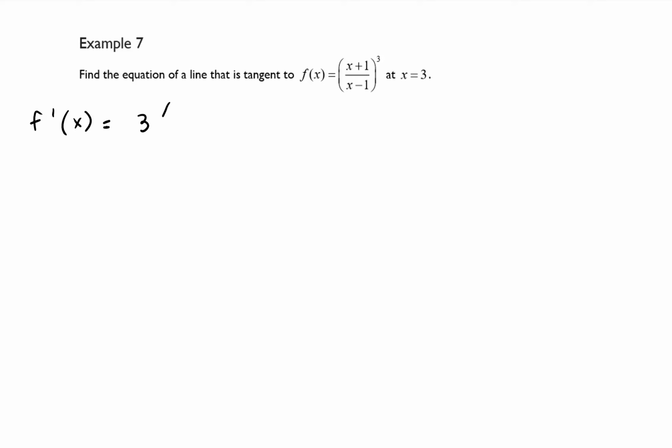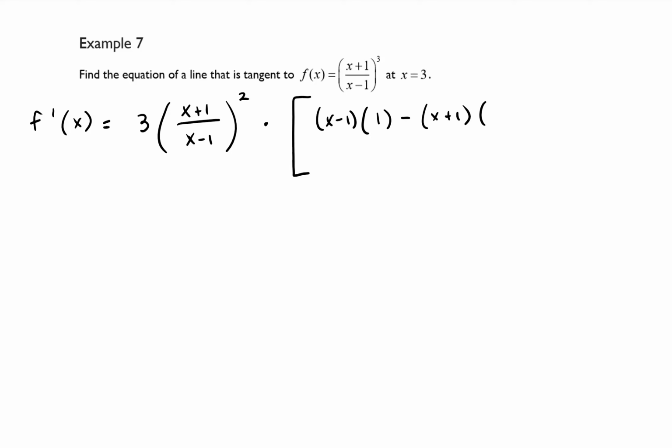So I'm going to bring down the power, and I'm just going to leave that other function on the inside, and then squared. Oh, we're also going to have to use the quotient rule because now I need to multiply this by the derivative of the inside function. And the derivative of that is going to require the quotient rule. So we have the bottom times the derivative of the top, which is 1, minus the top times the derivative of the bottom, which is 1, all over the bottom squared. Wow, that is a beast.